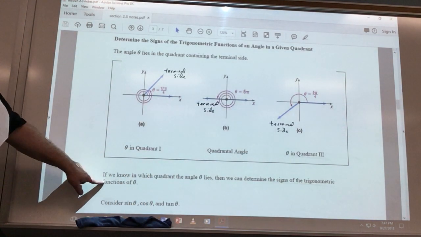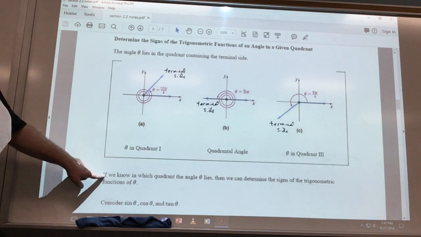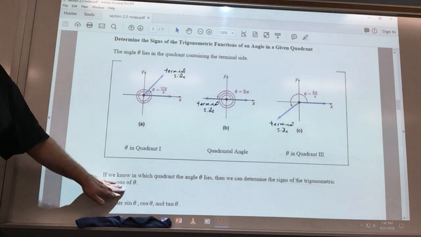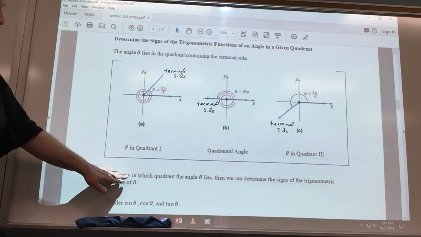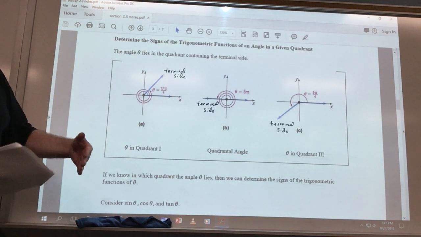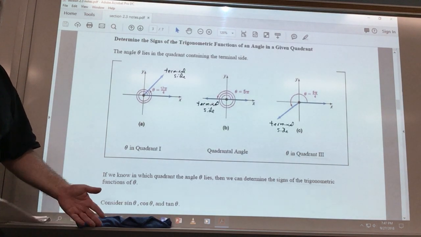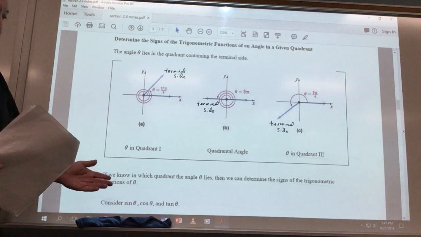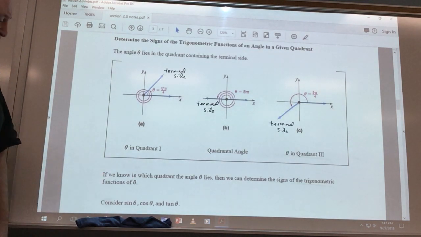So down below the rectangle, it says if we know in which quadrant the angle theta lies, then we can determine the signs of the trigonometric functions of theta. So if we know what quadrant contains the angle theta, we know whether the cosine function is positive or negative, whether the sine function is positive or negative, whether the tangent function is positive or negative, and so forth. Okay? So we're going to consider the sine function, the cosine function, and the tangent function.